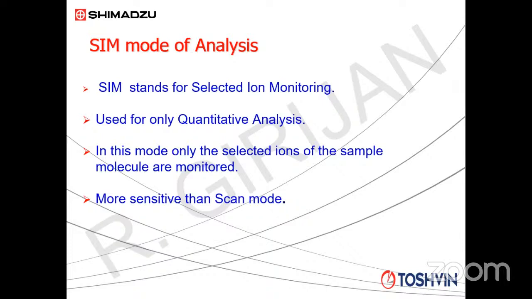Okay, so when you actually analyze the sample, the detector will look only at those ions which you have selected. Other ions will not be seen by the detector. They will be totally blank. But what is the advantage? Much more sensitive than scan mode for quantitation. You get a very sensitive quantitative analysis using a SIM mode of operation.